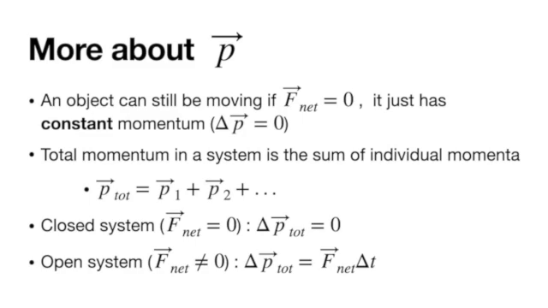For an open system, there is an F net, and so the sum of all the momenta of the objects can change. They can still exchange between each other, but in addition to that, the total can be different if there is an F net.